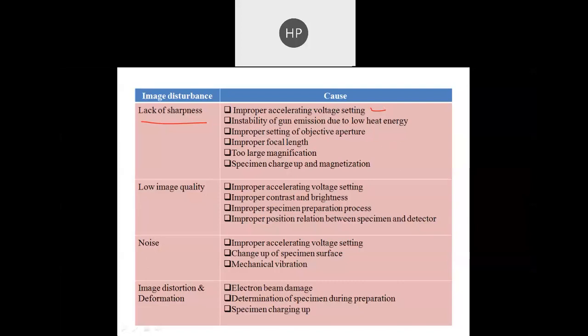Then instability of gun emission due to low heat energy.